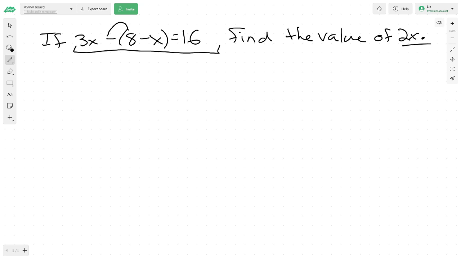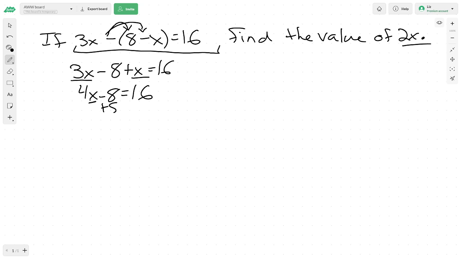So the first thing I need to do is distribute this negative. A negative times a positive 8 is a negative 8. A negative times a negative x is a positive x. We'll combine our like terms. And then we're trying to get x by itself. So we'll add 8. Since it's being subtracted, we want to do the opposite. Those cancel. What I do to one side, I have to do to the other. And then divide by 4 to get x by itself.